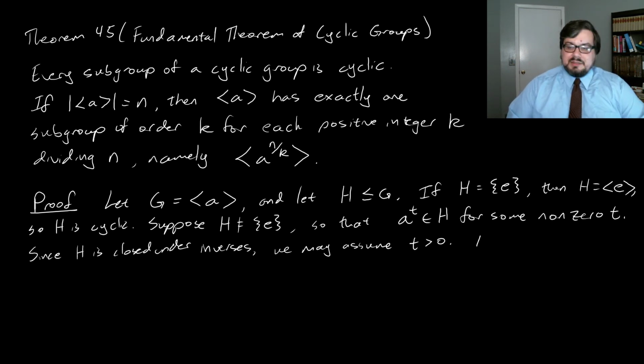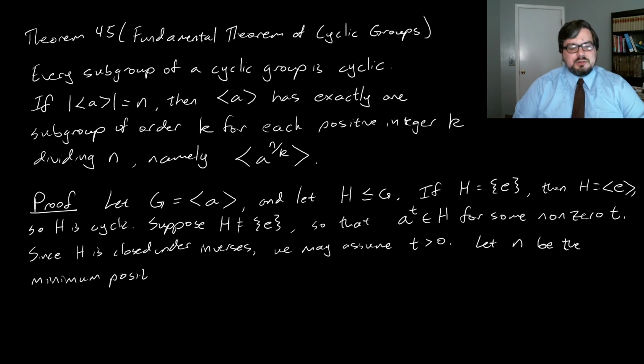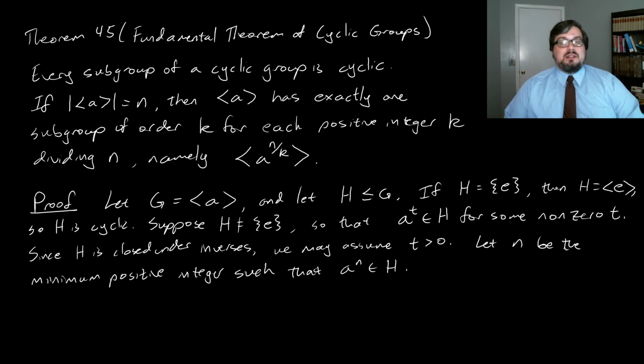Let's let n be the minimum positive integer such that A to the n belongs to H. Here we're using the well-orderedness of the positive integers that we talked about way at the beginning of the course. If I've got a collection of positive integers, I know there's always a minimum value in it. And so I'm just taking n to be the minimum positive number that makes A to the n belong to H.